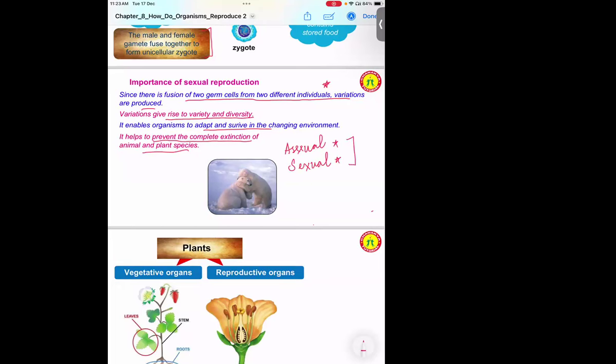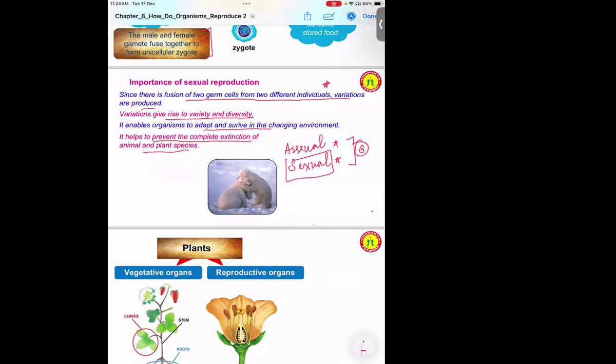So this they have asked two years back for 3 marks. Which one will have the better chance of survival, asexual or sexual? The answer is the sexual. Why will the sexual organism have the better chances? Because of the variation. Here they will have two individuals, and these two individuals will produce a variation, and variation will make them survive in better conditions.